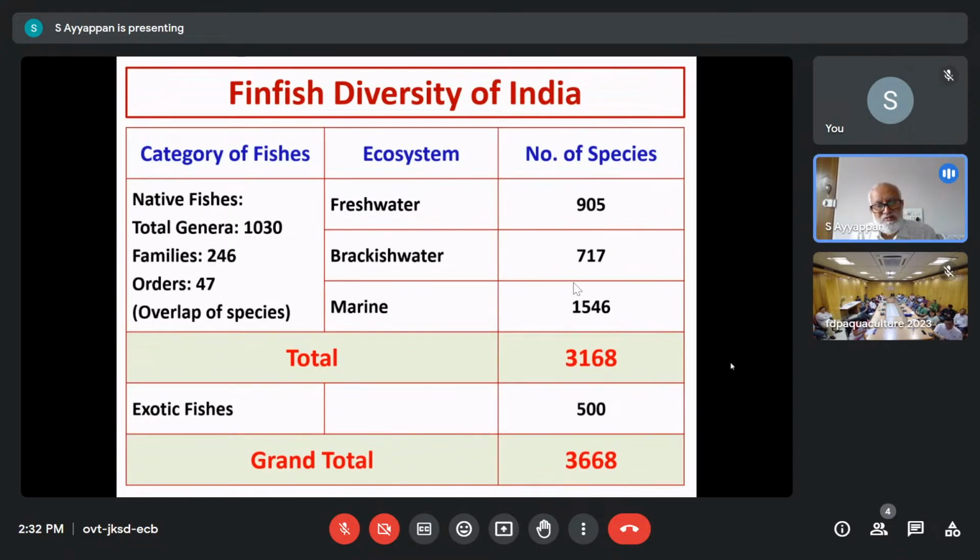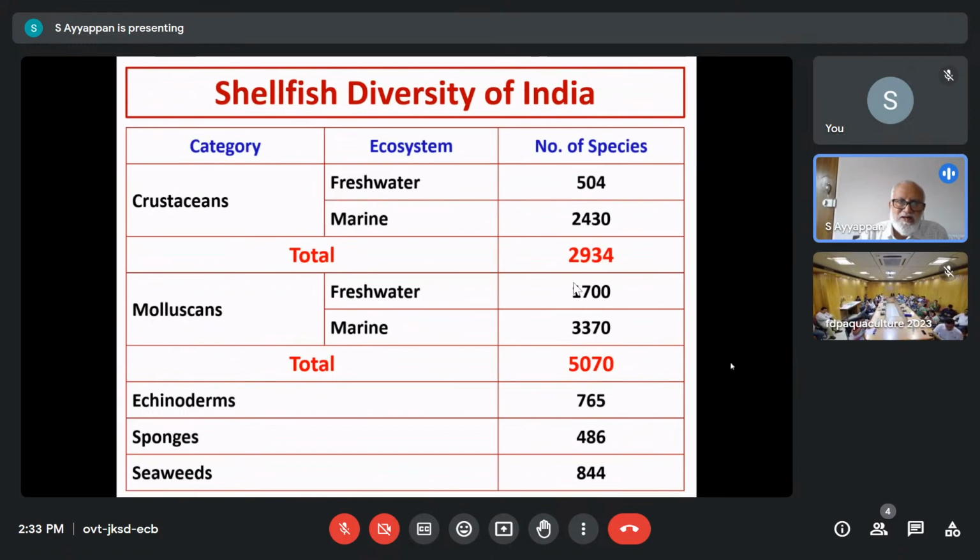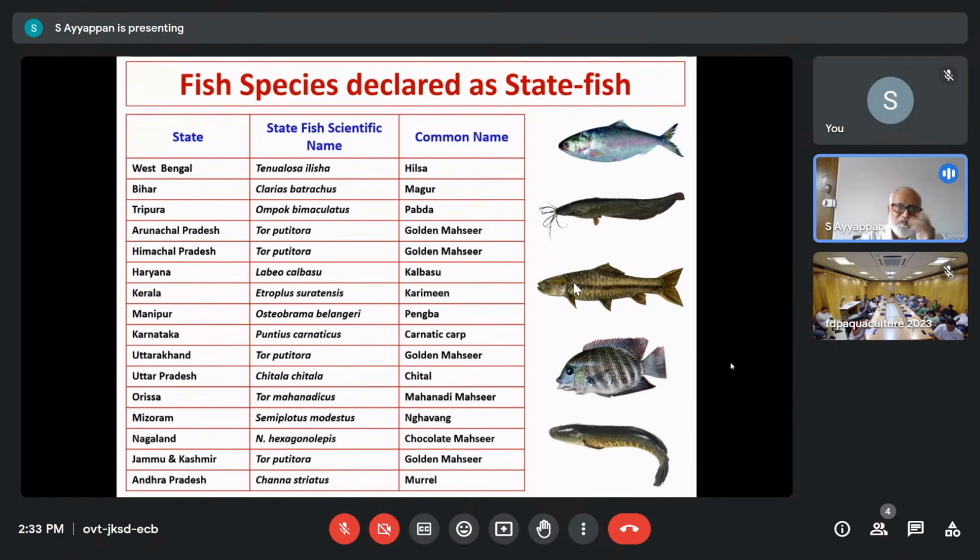Now, this must have been spoken of again. If I'm repeating, I'm sorry. I don't know what was the content there. The finfish diversity of India: the latest figures are something like 3,168 native fishes and about 500 exotic fishes. At the same time, the shellfish diversity again: crustaceans nearly 3,000, molluscans 5,000. So these are the strengths of this country when it comes to aquaculture. The state fish declaration also was very important. Every state has declared one or the other species as the state fish, and that makes them responsible for conservation and propagation and so on.